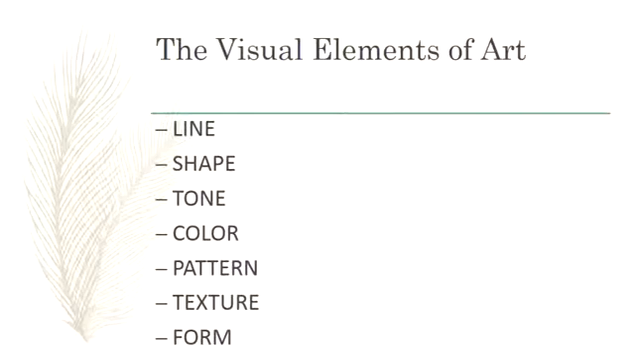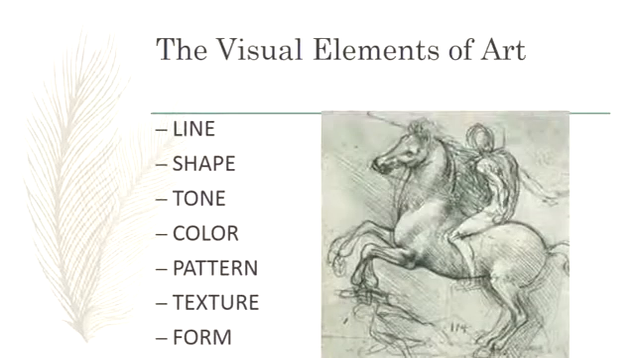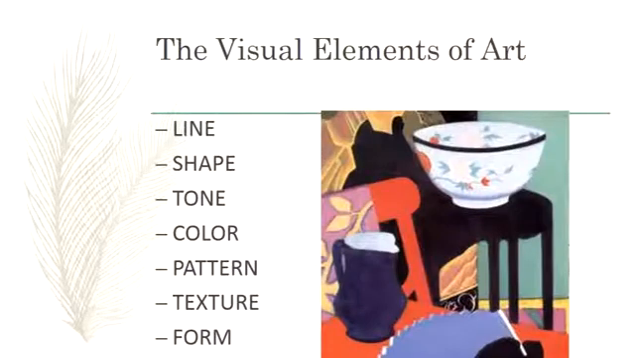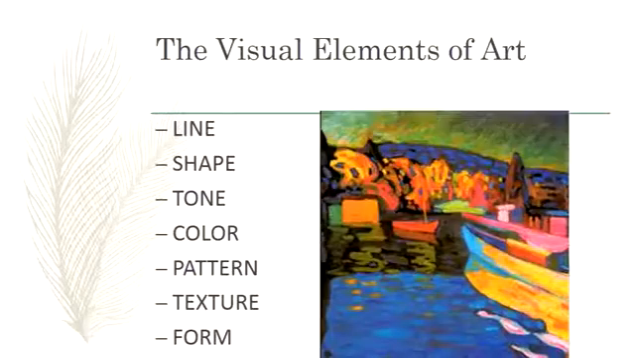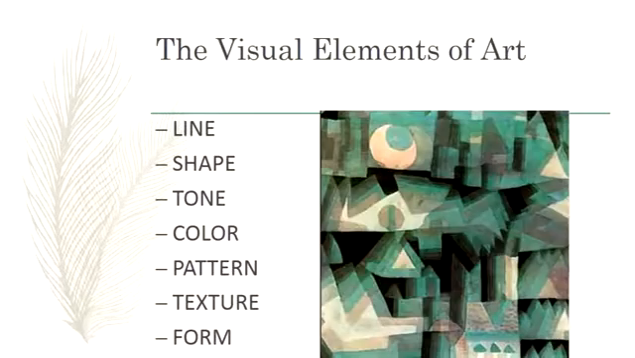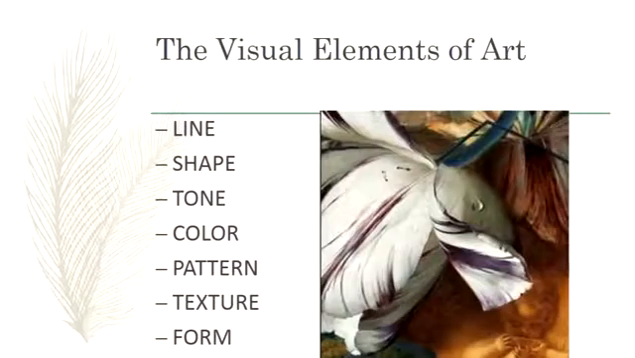You can learn how to analyze an artwork by breaking it down into its component parts so that you may appreciate the skill and imagination that the artist has used in composing it. I will just give you some examples that we are going to discuss in the entire semester. This is the example of a line. This is a shape. This is tone, color, pattern, texture, and form.